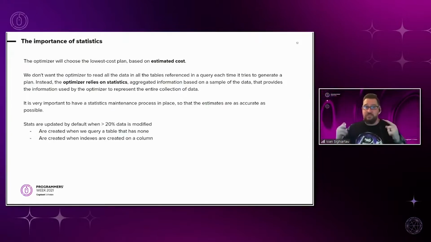Instead, the optimizer relies on statistics, which are aggregated information based on a sample of the data and in some cases based on the whole data. And that information is used to generate the plan. Statistics usually have information about the cardinality of the data, selectivity of the data. They contain a histogram. And all of this is important because these are the estimates that the SQL Server engine, the optimizer, actually uses in order to create the plan. So I cannot stress enough how important it is to have a statistics maintenance process in place so that the estimates are accurate, so that the plan that is generated by the optimizer is as accurate as possible.